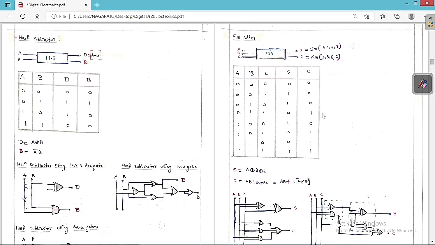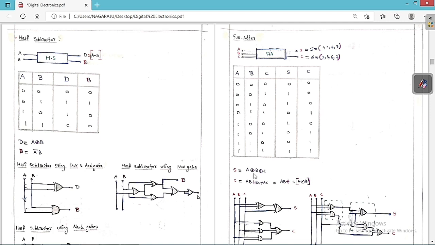Similarly for carry, you can see clearly you have to choose only those terms which have the corresponding 1. So this is the first 1 term, the third 1 term, the fifth 1 term, the sixth 1 term and the seventh 1 term. So here m 3, 5, 6, 7. This is basically the standard form of writing the sum of products. Sigma means summation, pi means product. This is the important thing that you always have to keep in mind.